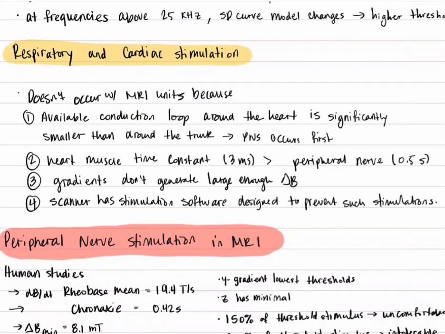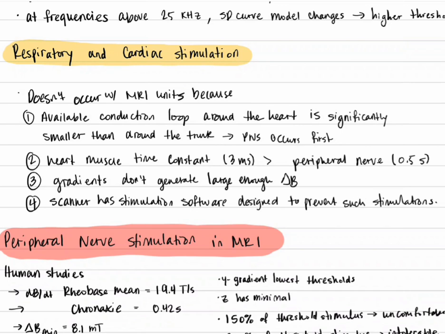Respiratory and cardiac stimulation does not occur with MRI units because the available conduction loop around the heart is significantly smaller than around the trunk. So peripheral nerve stimulation occurs first, and we're usually trying to prevent that. For heart muscle, the time constant is 3 milliseconds, which is larger than the peripheral nerve, which is 0.5 seconds.